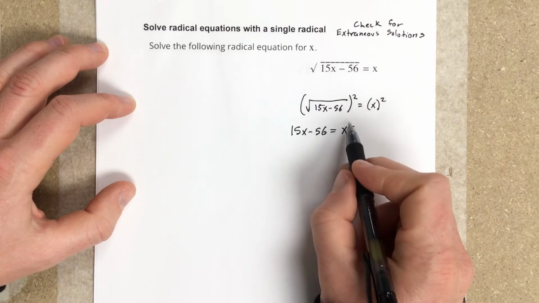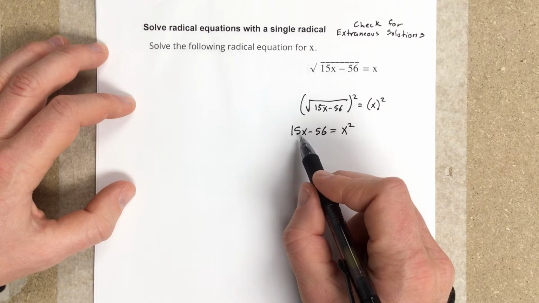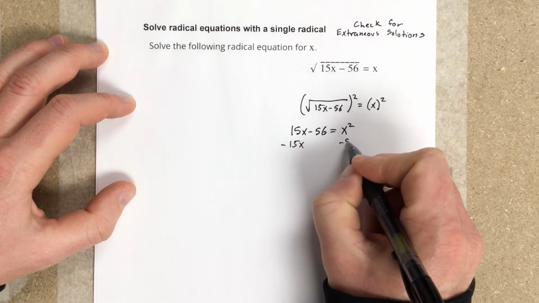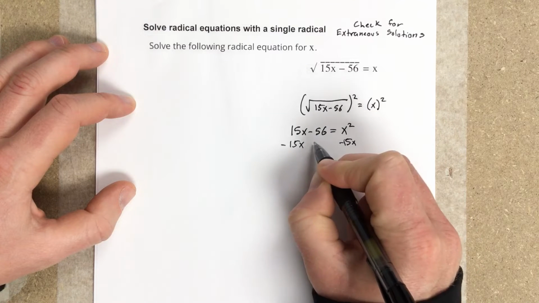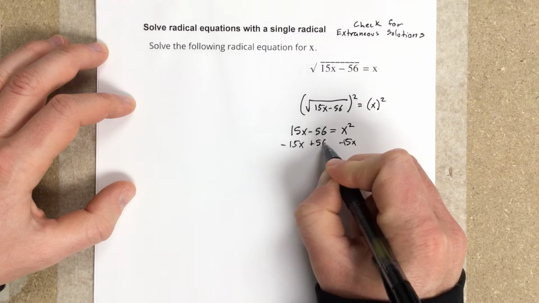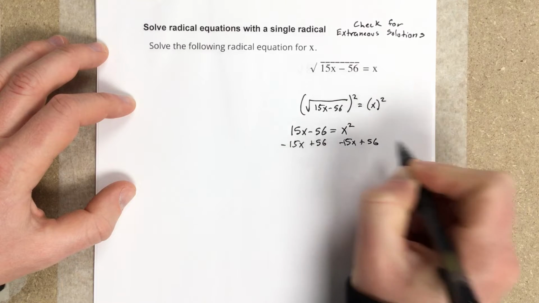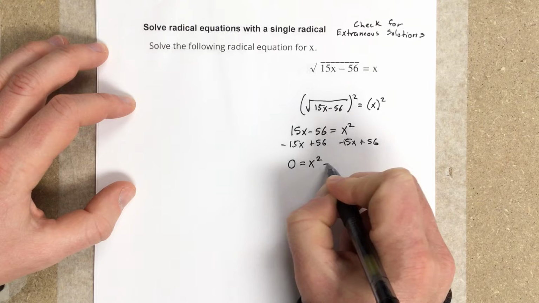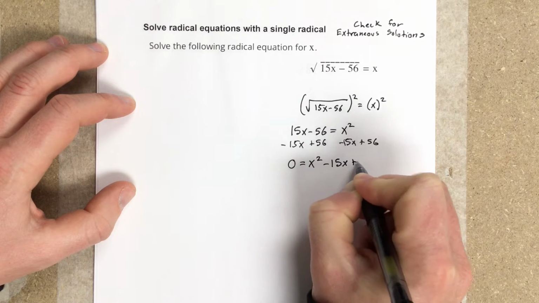Now I have a quadratic here. Let's get it equal to 0. So I'm going to subtract the 15x from each side, and I'll add the 56 to each side. And we end up with 0 on the left side is equal to x squared minus 15x plus 56.